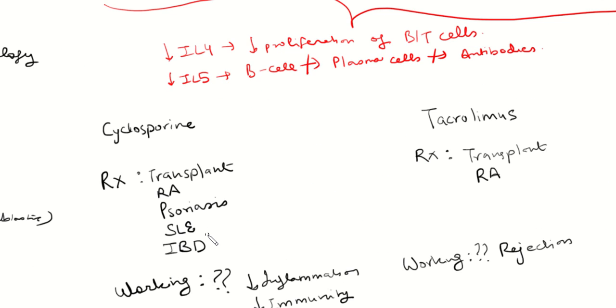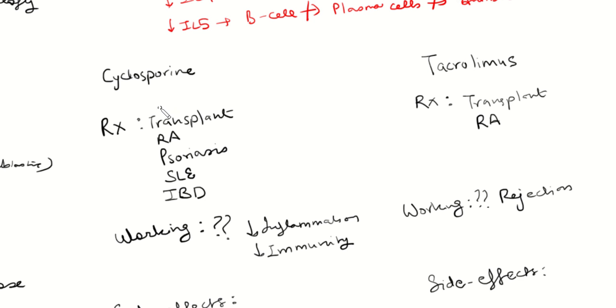So that makes perfect sense, right? What is cyclosporin used for? Transplant. So if somebody gets a kidney transplant, liver transplant, rheumatoid arthritis, psoriasis, lupus, that's an autoimmune disease, just like rheumatoid arthritis, inflammatory bowel disease. How do you know it's working? Decrease inflammation, decrease immunity. If it's transplant, no rejection.